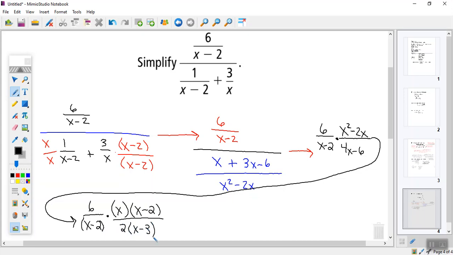Let's talk, kids. Anything canceling now by multiplication? X minus 2. The X minus 2's are gone. How about 6 divided by 2? What is that? 3. So this is gone, and this is now what? What's left up top? 3x. And then over x minus 2. Right.